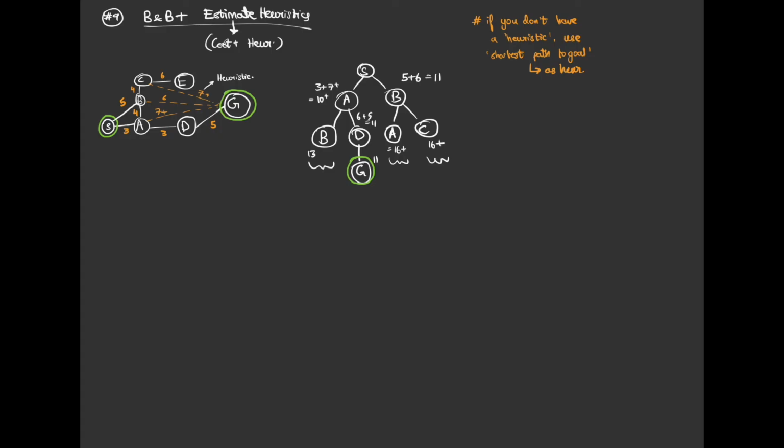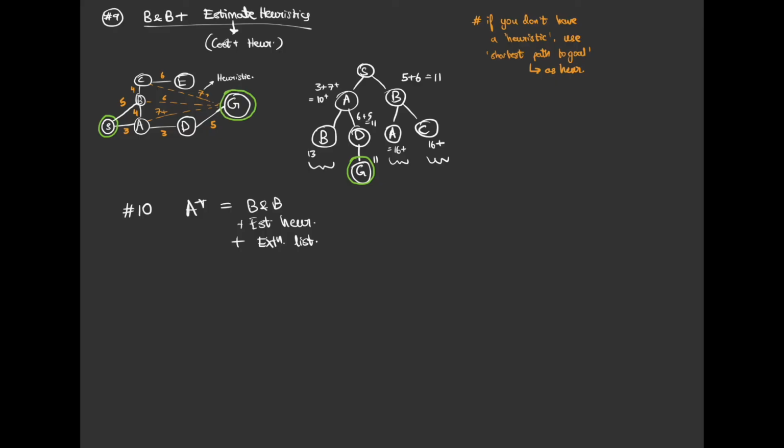Makes sense. Now you might say, hey, we just learned about this extended list and why aren't we using it here? Well, you could. That is what we call A star, and that is our 10th algorithm. A star is nothing but branch and bound plus estimate heuristics plus extension list.